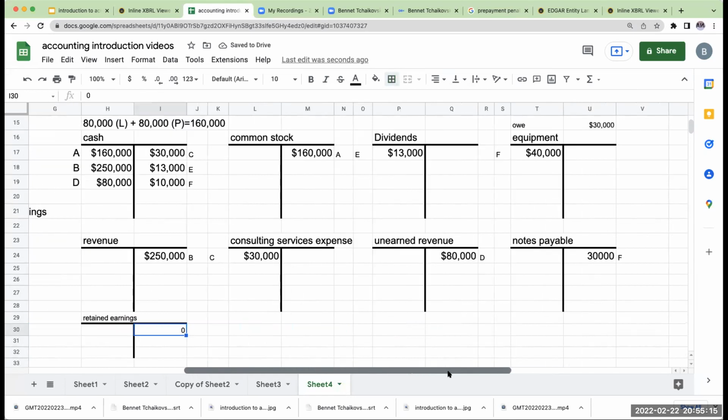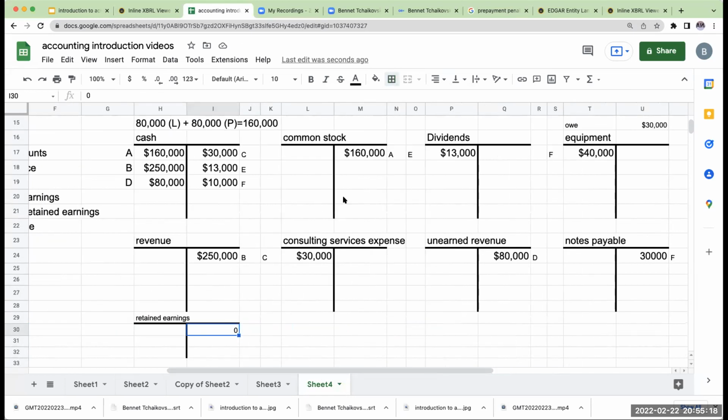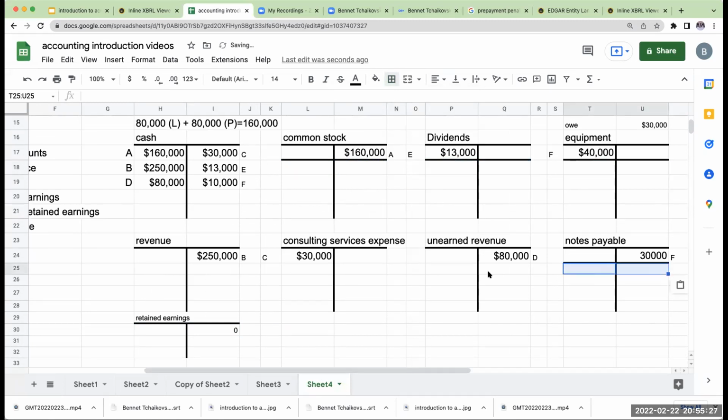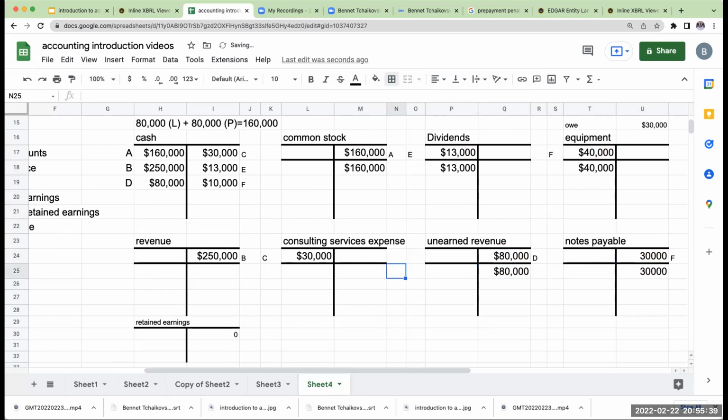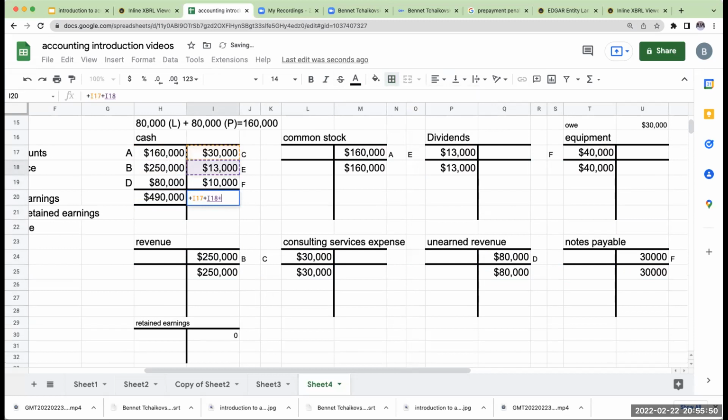So before we do the trial balance, let's go ahead and total up the different accounts. The easier ones to do are always going to be the ones that don't have multiple different types of transactions. So right over here, we have common stock for 160, dividends for 13, equipment for 40, notes payable for 30, unearned revenue for 80, consulting services expense for 30, revenues for 250. For cash over here, we have total debits of 490, total credits of 53. We subtract the smaller from the larger side. We have an ending balance of 437.